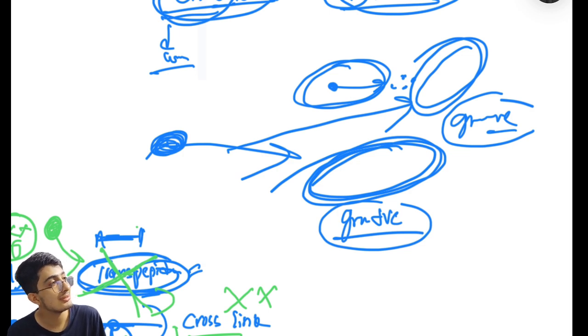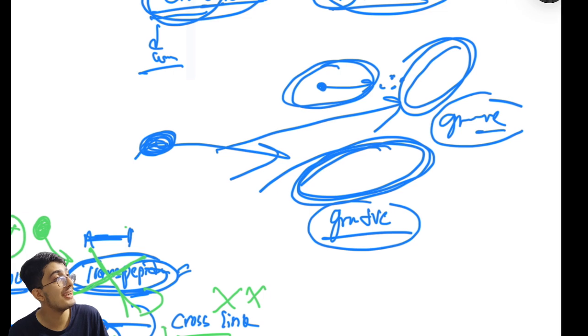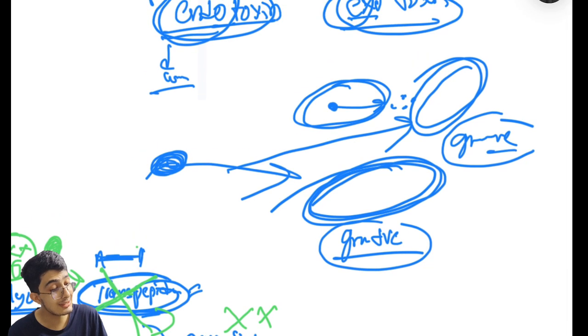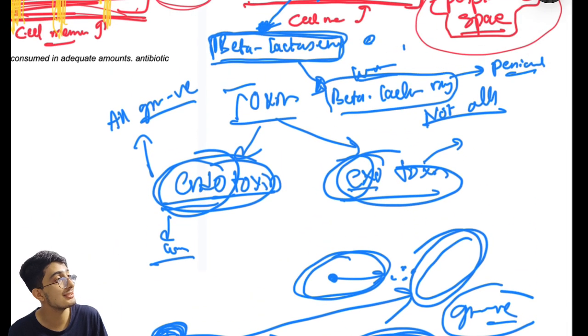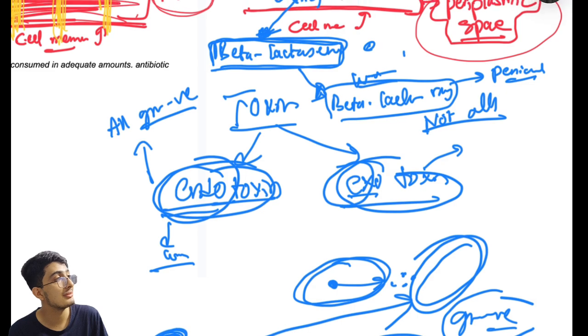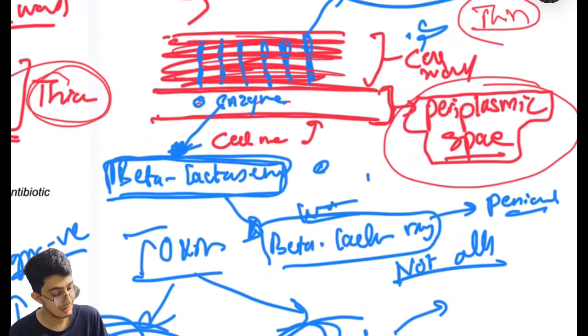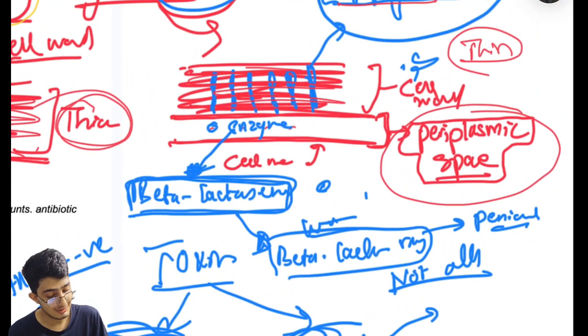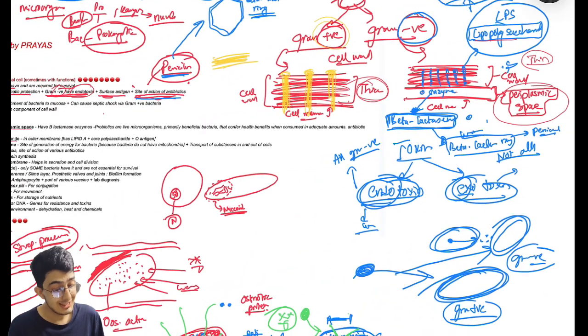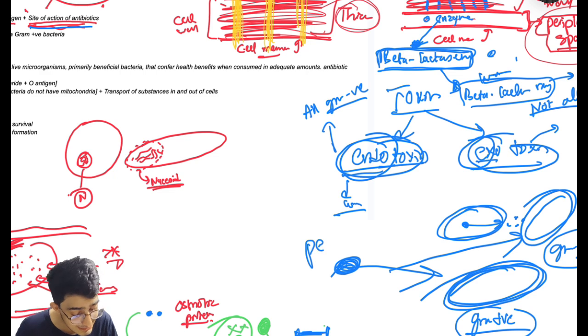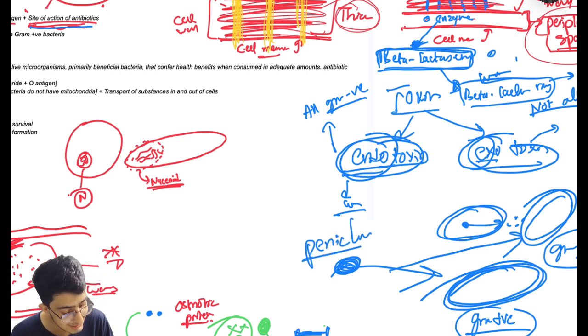Because gram-negative bacteria are antibiotic resistant. Antibiotic, yes, it is resistant, right? And why are gram-negative bacteria antibiotic resistant? Because the beta-lactamase enzyme is present. Beta-lactamase enzyme is present. You're just hearing these words for the first time, so you can't remember, right?